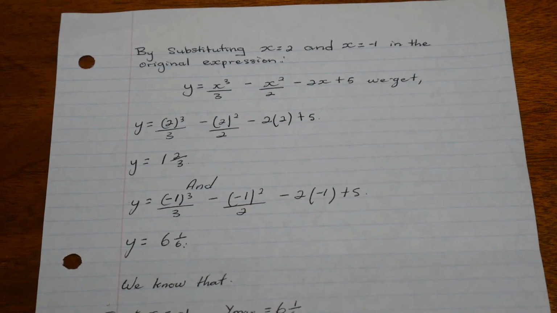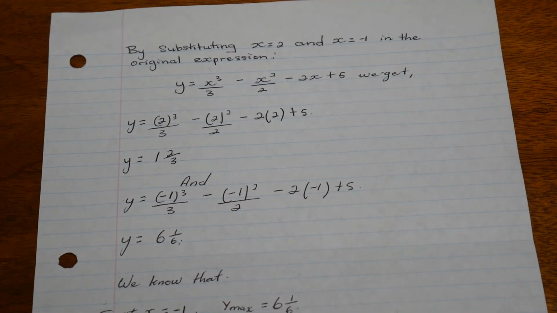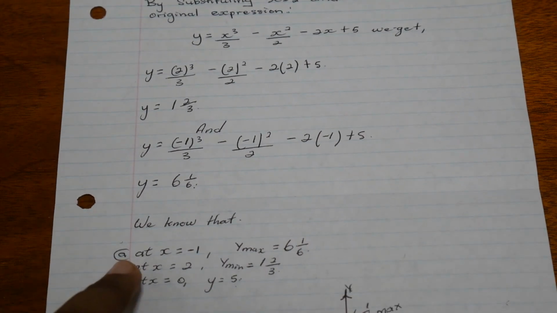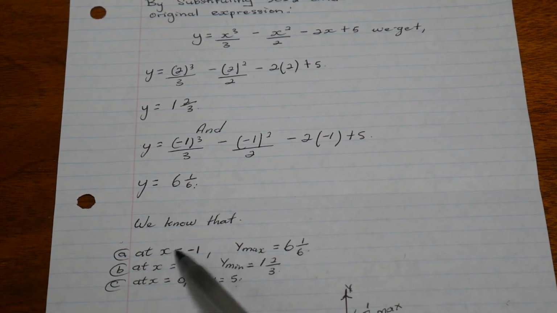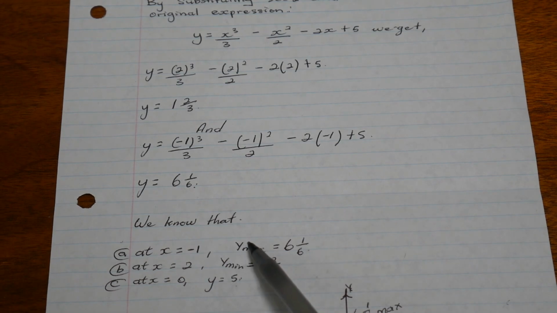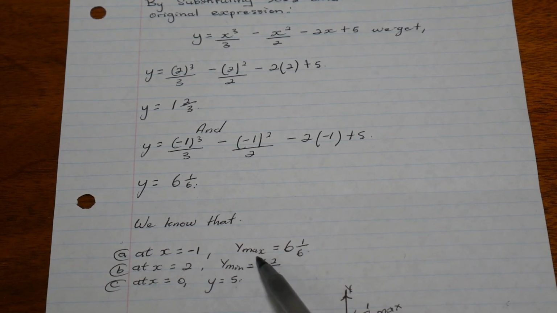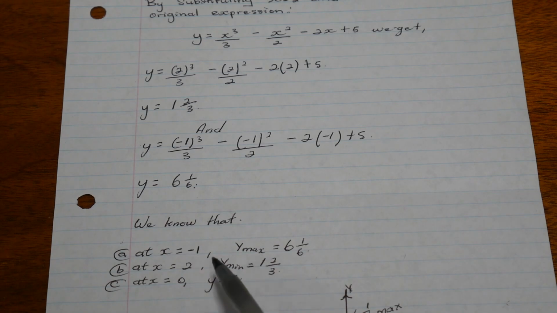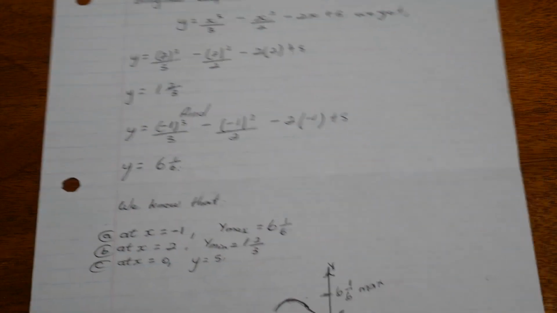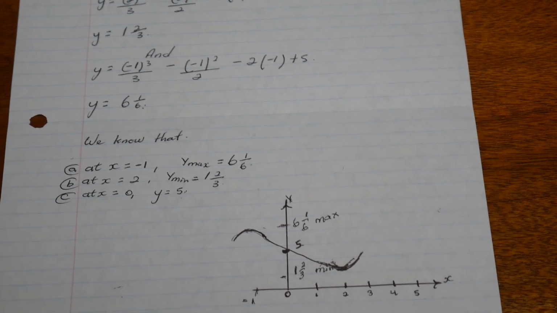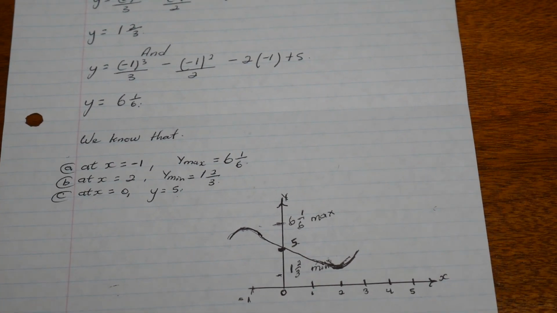So what are the things that we know? We know that at x is equal to minus 1, y maximum is equal to 6 and 1/6. We also know that at x is equal to 2, y minimum is equal to 1 and 2/3. Here is a graph to show you what the curve will look like.